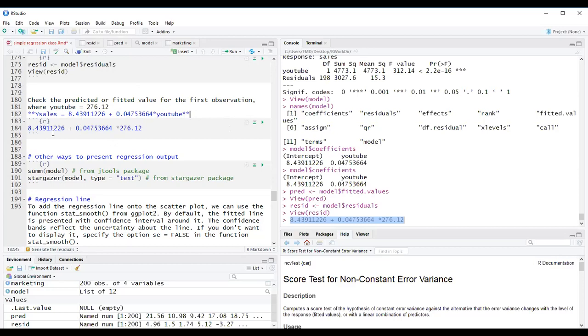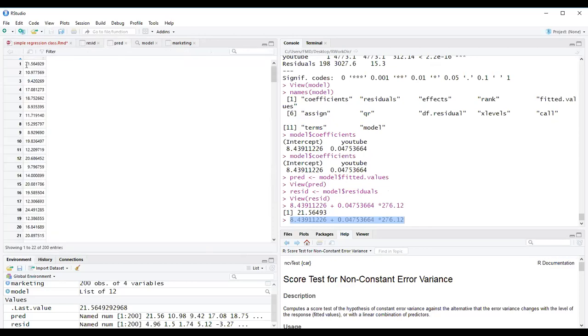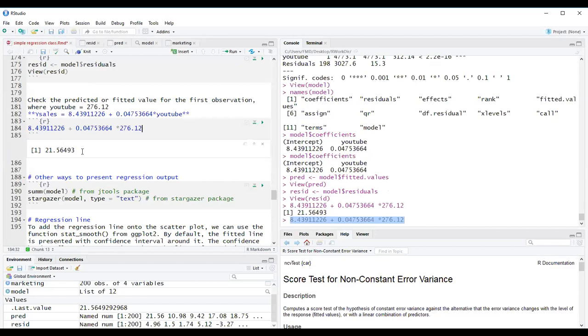So we use that in order to predict our sales. Y sales is equal to the intercept plus the slope of YouTube times the specific value of YouTube. So I'm using our first observation of YouTube here. And if I generate that, guys, the predicted value is 215469. If we take a look at the predicted table, there, 21564929. Only some decimal places were added, but it's the same, guys. So this is our predicted value.